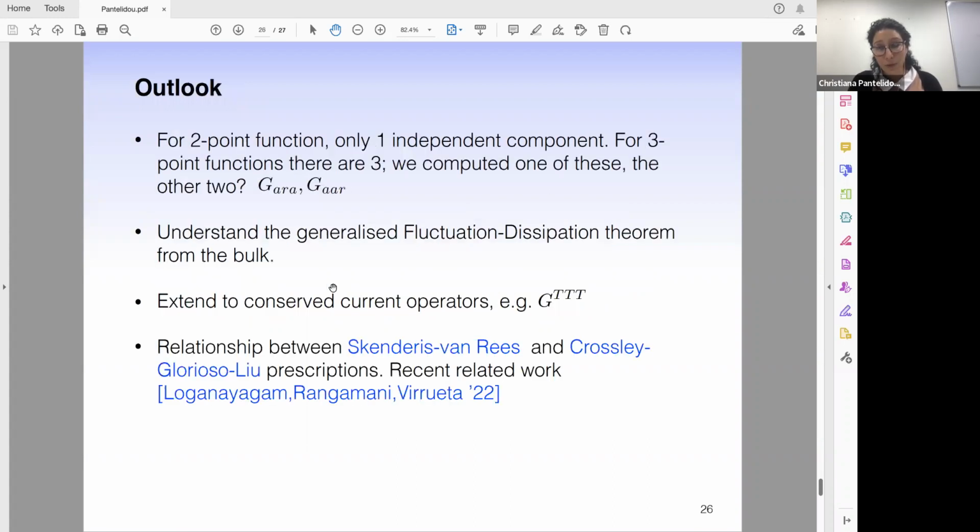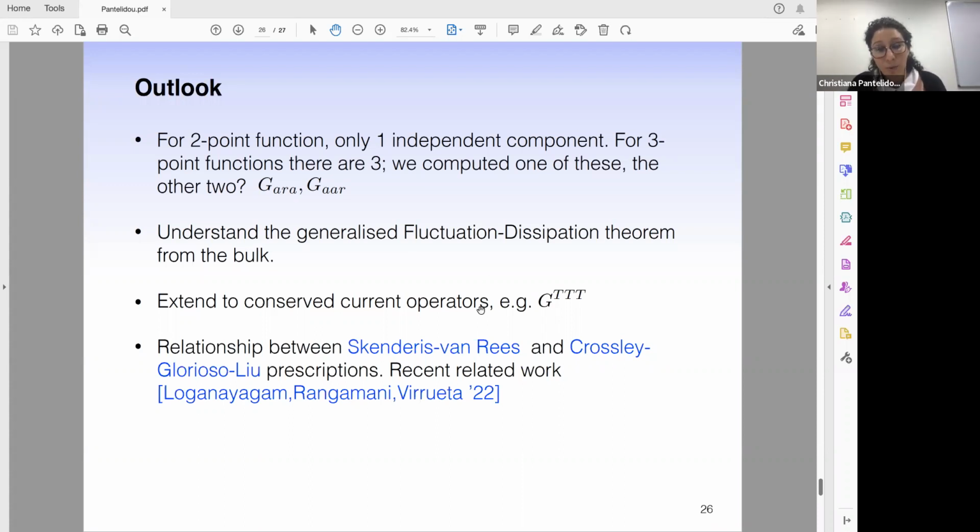Now, in terms of the future, there are a few things that we're working on with Ben. One is to compute the other 2 3-point functions, the other 2 independent components of the 3-point functions, so G_RAR and G_AAR. We also want to understand the generalized fluctuation dissipation theorem from the bulk in terms of the bulk-to-boundary propagators, if possible.